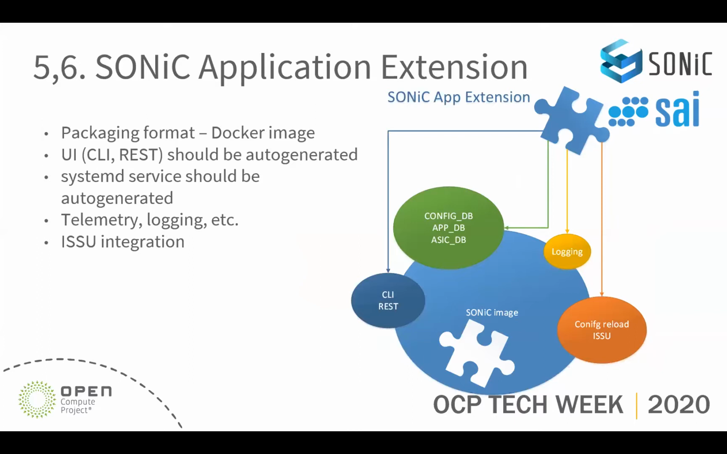And the Sonic application extensions infrastructure is kind of the wrapping up of everything that we have done so far. Just taking all our software layers, packaging them into a compatible Docker image. Everything should be auto-generated from that point to as much extent as possible, like UIs, CLI, REST API, and so on. Systemd service should be auto-generated, of course, and in the future, more hooks added in, like telemetry, logging, ISSU integration, and so on.